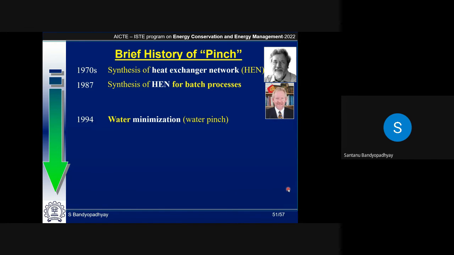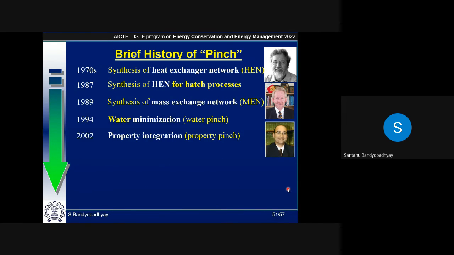This is a colleague of Professor Burulenov. His name is Professor Robin Smith. In 87, he extended this heat exchange network for batch processes. So that means it's not only for continuous processes, but it can be applicable to even batch processes, where time becomes an important issue. He also extended this water minimization or water pinch in 1994 with his student Wang.